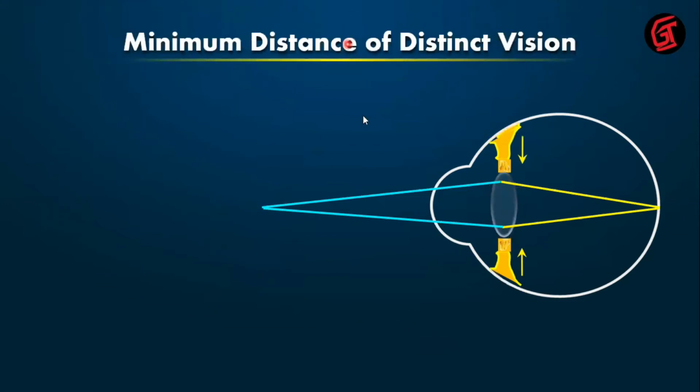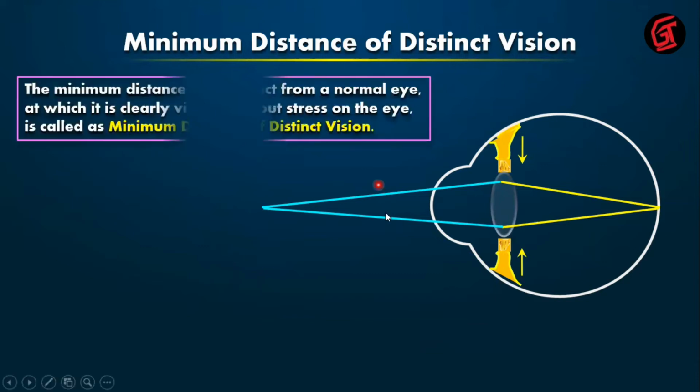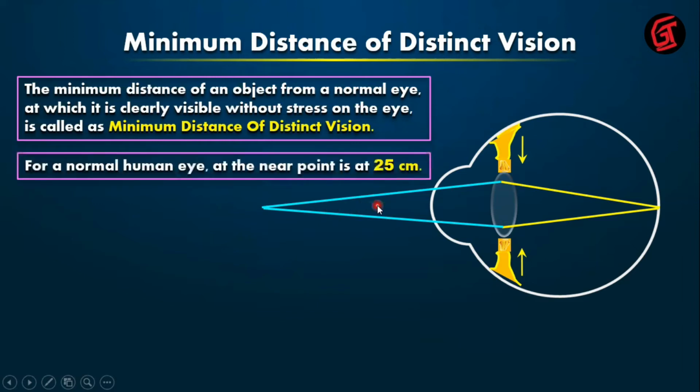Minimum distance of distinct vision or least distance of distinct vision, what does it mean? Minimum distance of an object from a normal eye at which it's clearly visible without stress is called minimum distance. That means an object should be at least 25 centimeters far from your eye so that you can see it clearly. Okay. Some people's vision is very good. They can see further objects also clearly. But it should be at least 25 centimeters. Then only you'll be able to see the object clearly.